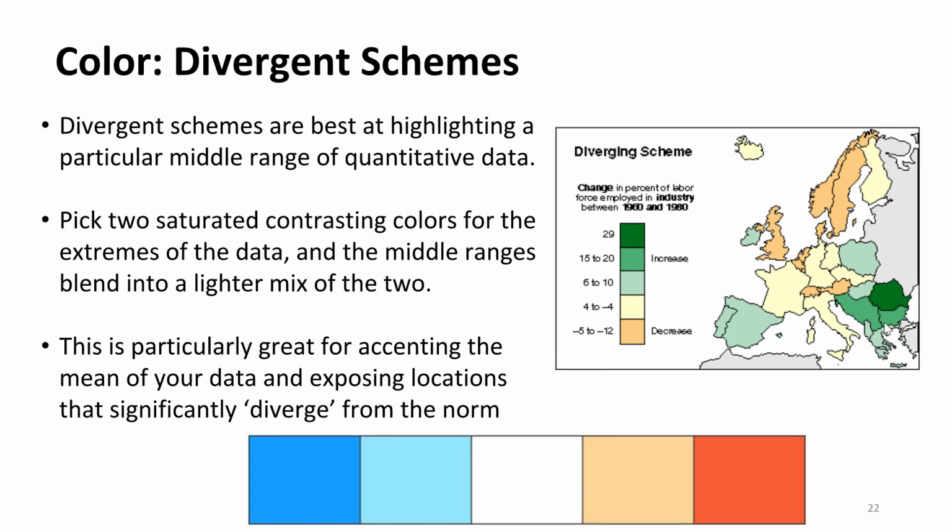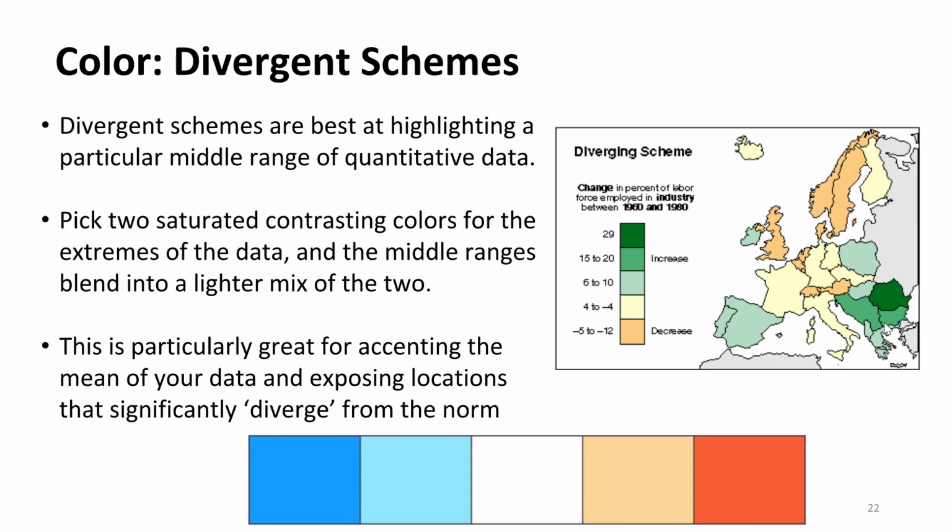Another is divergent schemes. And divergent schemes are best at highlighting a particular middle range of quantitative data. You'd pick two saturated contrasting colors for the extremes of the data, and then the middle range blends into a lighter mix of those two.